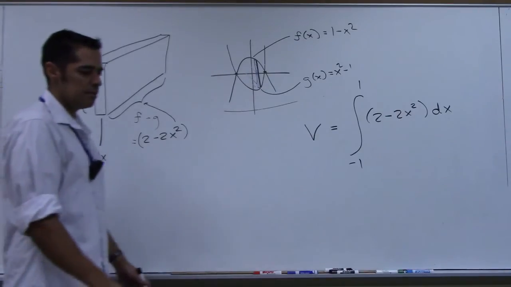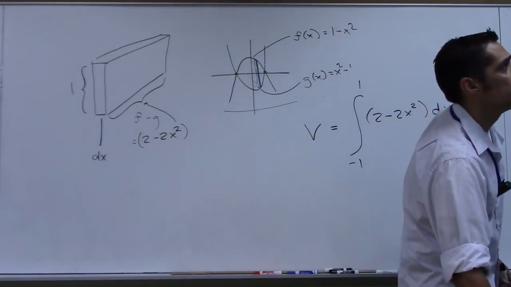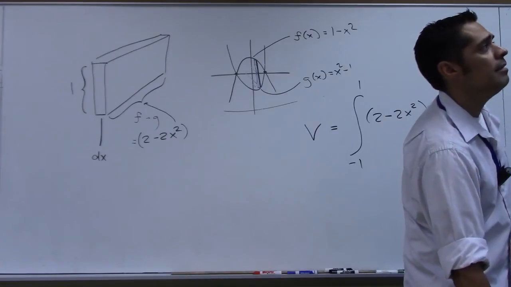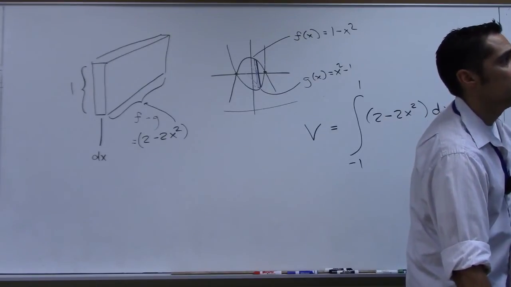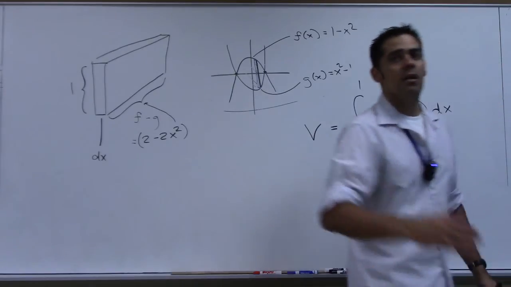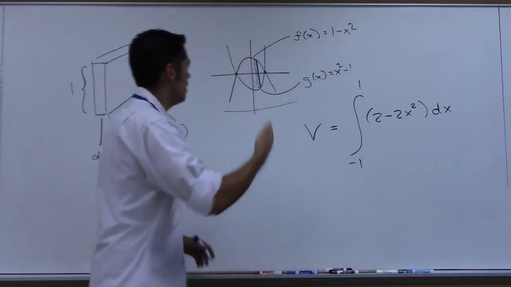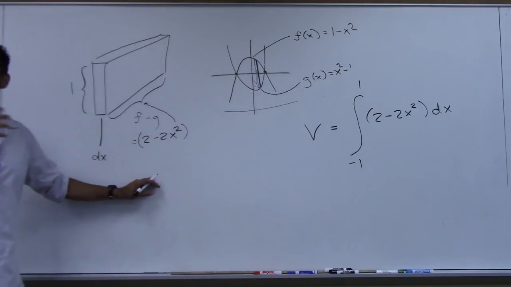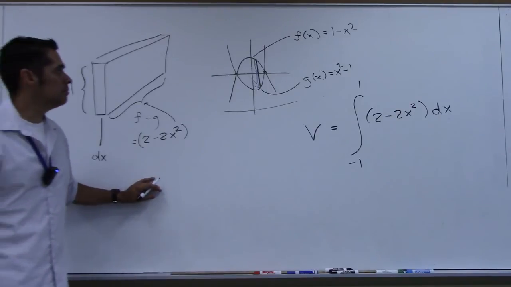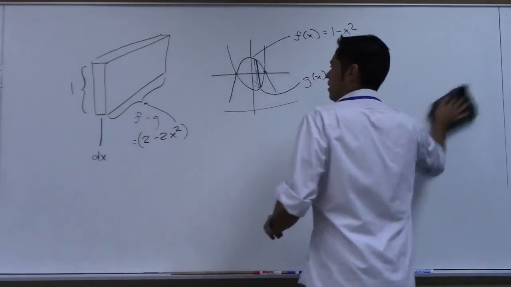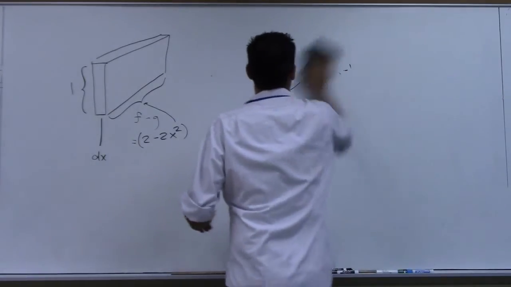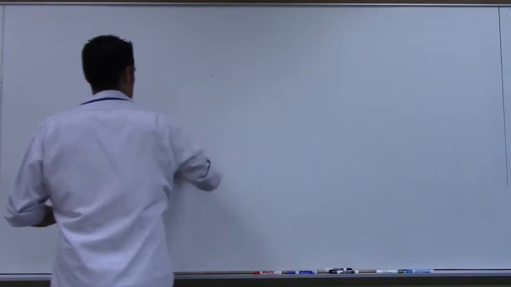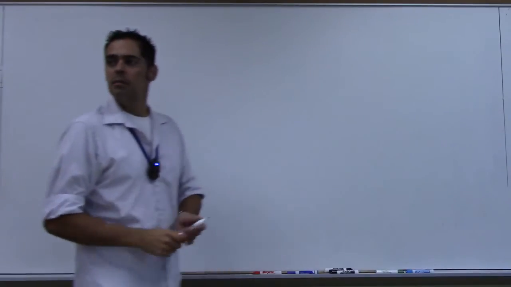Let's try something else. Let's do the same exact region, all right? Same exact region. This time, I'm going to tell you that when you do a cross section, like this, that it forms a square. That's it. Forms a square. So what's the difference? Let me draw that a little bit bigger. They're not curved, they're just straight lines.